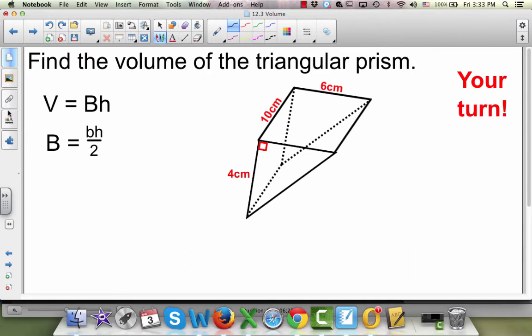Your turn. You know the drill. Find the volume of the triangular prism. Pause the video and get back with me when you finish.